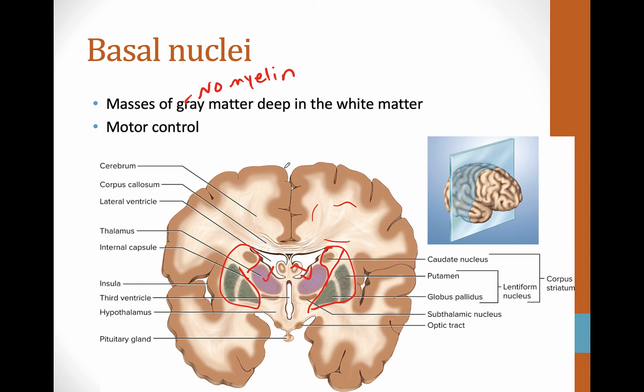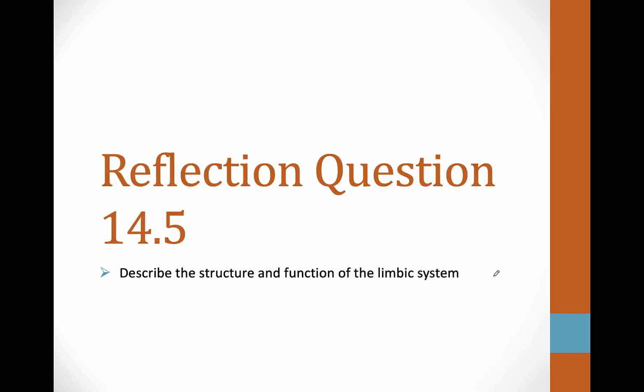And there are three nuclei that are agreed on by everybody: the caudate nucleus, the putamen, and the globus pallidus. Together, all three of these are called the corpus striatum, and they get this name because they have a striped appearance to them. So take a moment to describe the structure and the function of the limbic system.